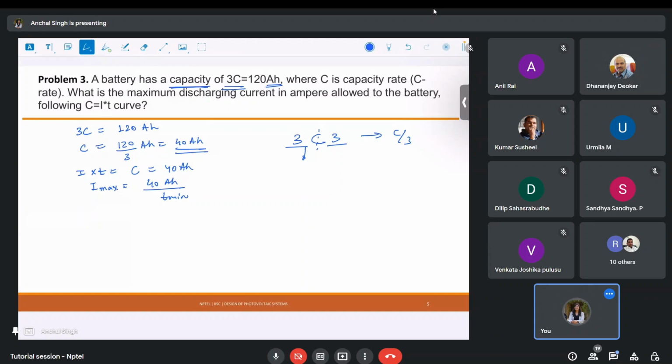Next time. For now, we'll solve it assuming that it's a capacity, because that is the one that is given in the solution as well. So we'll just solve using that. But I'll get back to you on this question again in the next class. Okay. So for this, we wanted to find the maximum current. The maximum current will correspond to the minimum time. If we assume the minimum time to be 1 hour, then the maximum current could be said to be 40 amps.